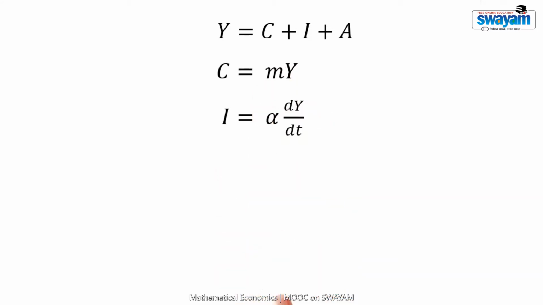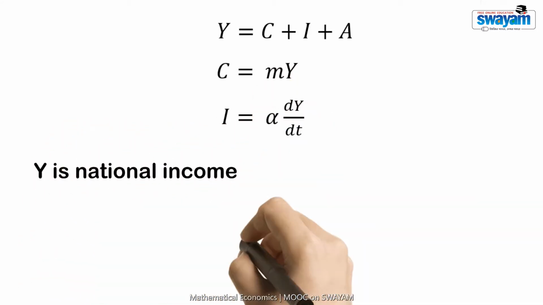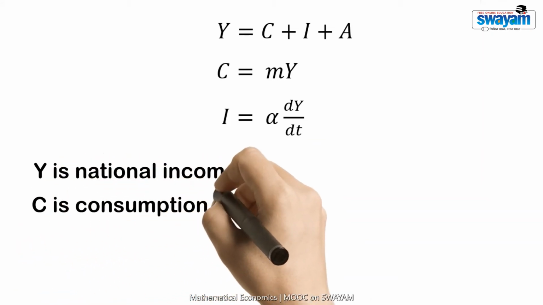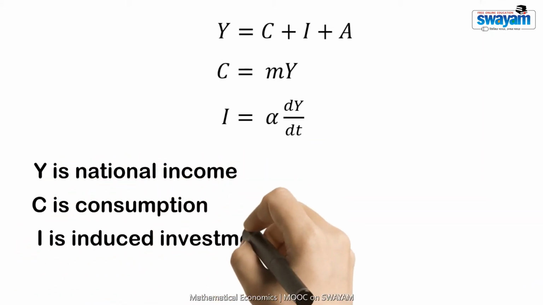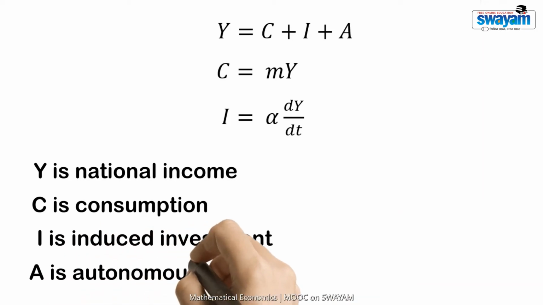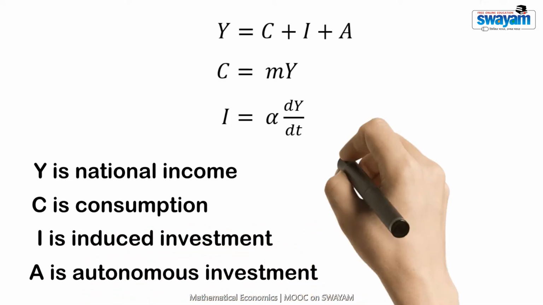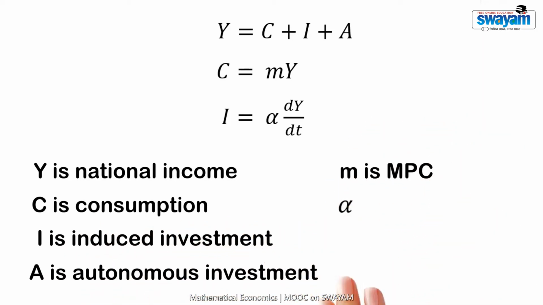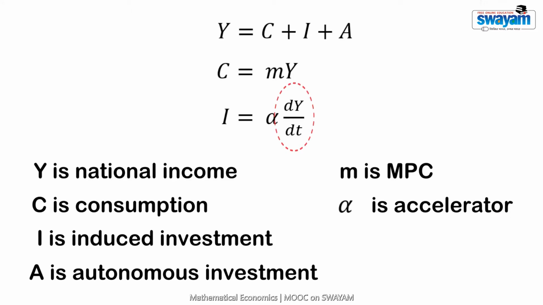Consider this simple national income model. Y is national income, C is consumption, I is induced investment, A is autonomous investment, M is the MPC, and alpha is the accelerator. Since we have a derivative in the investment function, this is a differential equation.